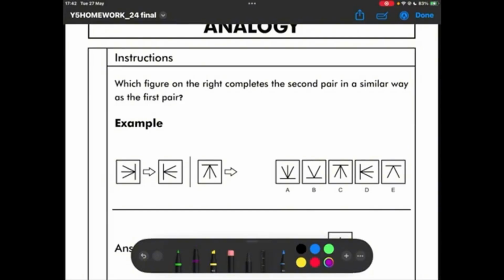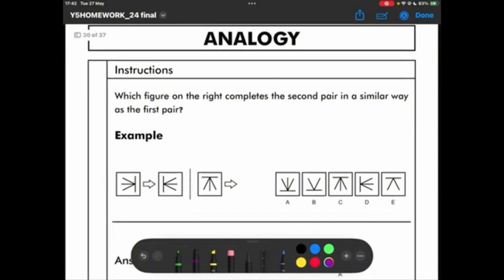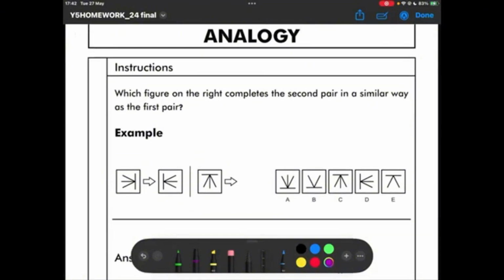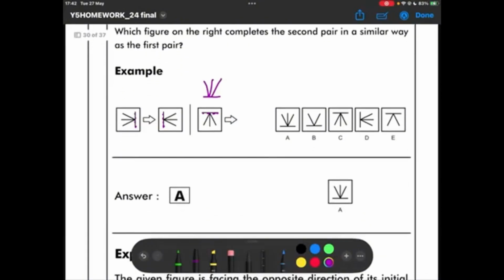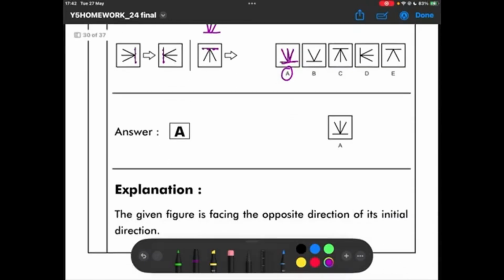So, okay. This is just an example one. Which figure on the right completes the second pair in a similar way? So this one and this one, it's reflected on the other side of the straight line. So this shape will also reflect on the other side of the straight line. So I'll just draw it here. And it's gonna look like that. So the answer is A. And that, an A, looks like what I've drawn, so that's fine.